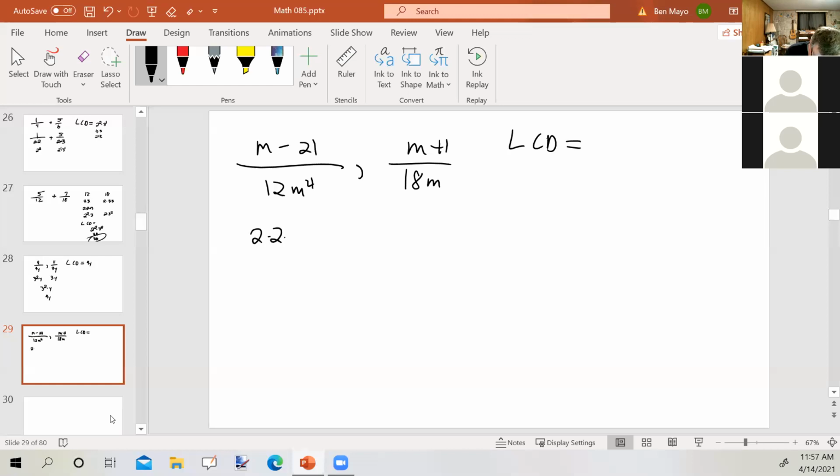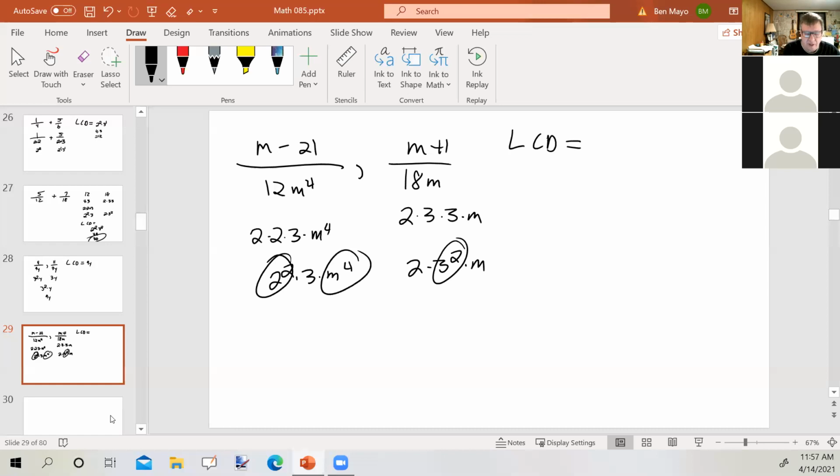So let's break this down again. This would be 2 times 2 times 3 times m to the fourth, 2 squared times 3 times m to the fourth, and this is 2 times 3 times 3 times m, 2 times 3 squared times m. So 2 squared is the highest power of 2, 3 squared is the highest power of 3, m to the fourth is the highest power of m. So that's where you get your 36m to the fourth. Okay.